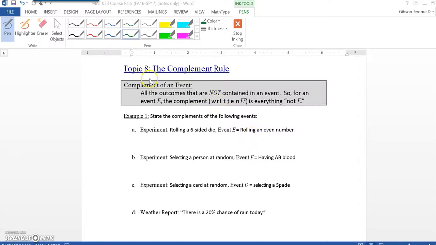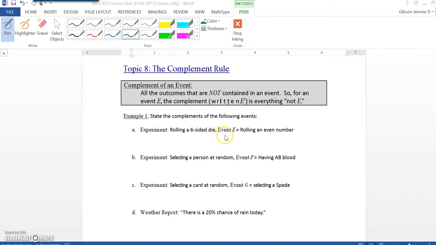Hello class, we're about to start topic 8, the complement rule. We have complement of an event: all the outcomes that are not contained in an event. So for an event E, the complement, written E to the C, is everything not E. So that's E complement. And then example 1, state the complements of the following events.